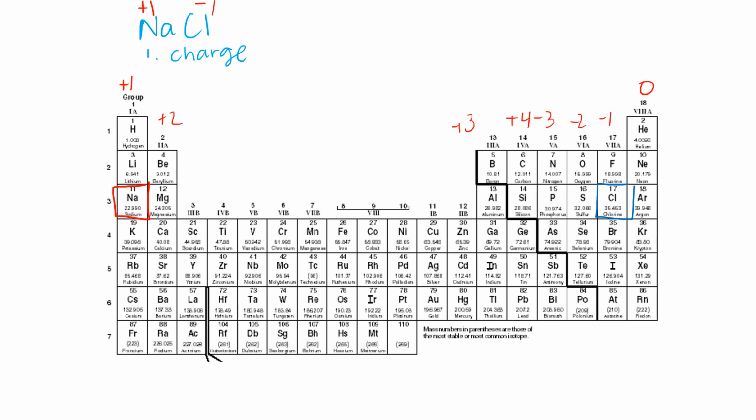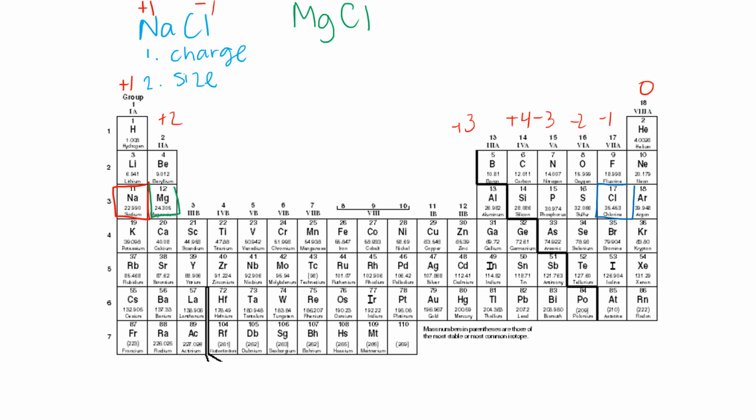Now, the second thing to look at is the size. Because they are in the same period, they have generally the same size. Usually when we're looking at lattice structure, we are going to compare two different molecules. So let's choose a different molecule. Let's choose magnesium chloride, MgCl.